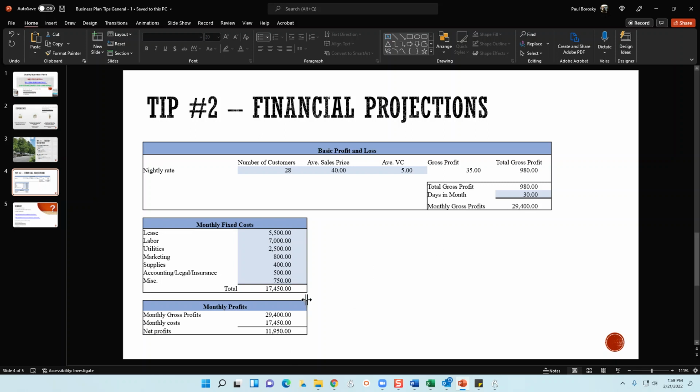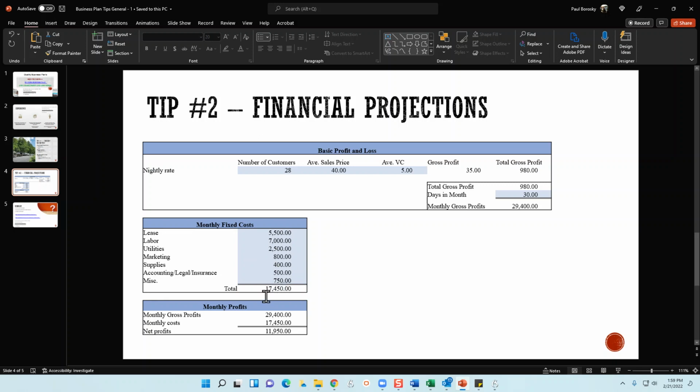We're then going to drop that $29,400 right here, and zip up to our monthly fixed costs. For the monthly fixed costs, you're just going to make a list of what you're going to be paying monthly. You might be paying lease, labor, utilities, marketing, supplies, accounting, legal, insurance, and then the wonderful miscellaneous. So we're going to identify all of our monthly fixed costs for the RV park, document them, stack them up, add them up, and put the total at the bottom.